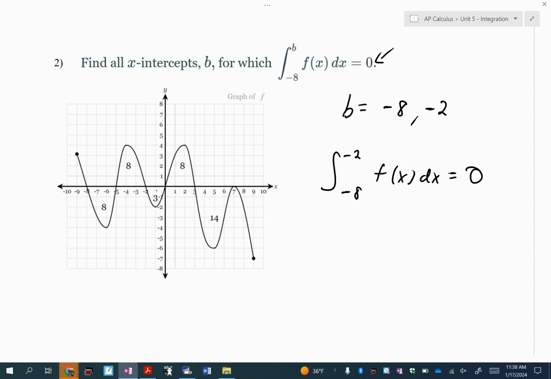Good question, though. Yes, you could do -8 to -5 of your function plus the integral from 0 to 3, and that would also be 0. But in this case, it's just one integral. Good question, Dave.